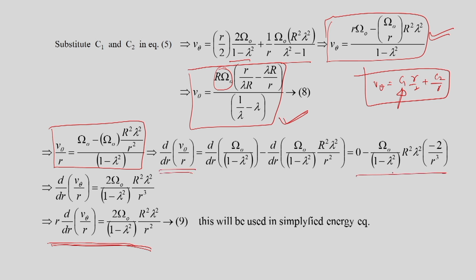Then we have this particular term, that is d by dr of omega naught divided by (1 minus lambda square), minus d by dr of omega naught R square lambda square by r square divided by (1 minus lambda square), right.